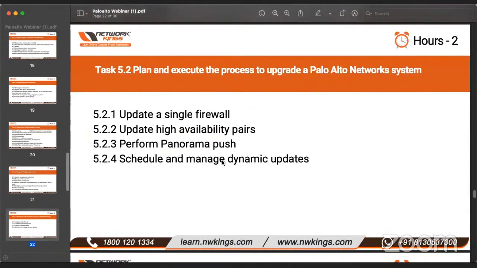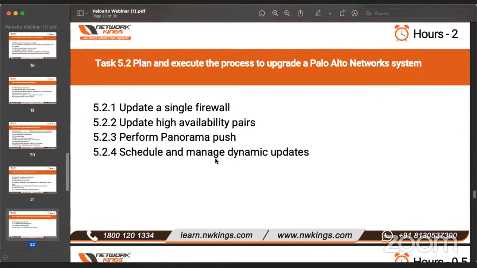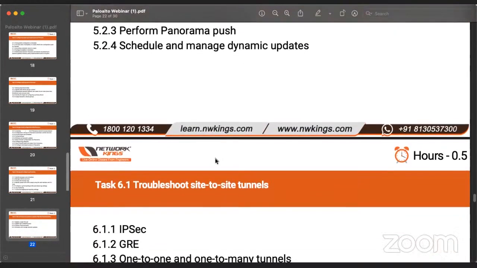Then this is just the update part, right? How do you upgrade a standalone firewall? How do you upgrade an HA pair, right? How do you configure and push changes from a Panorama to a firewall, right?